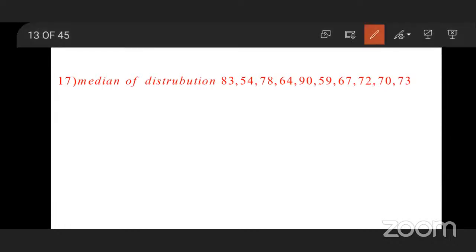How many variables are given here? 1, 2, 3, 4, 5, 6, 7, 8, 9, 10 variables are given. So we write them in ascending or descending order. I'm writing here only ascending order.